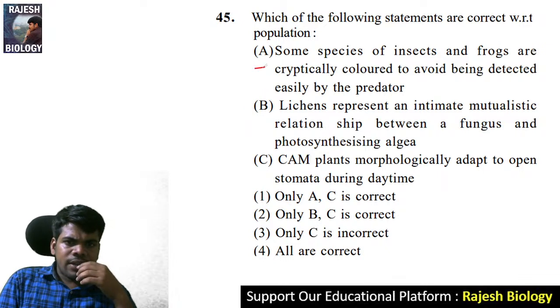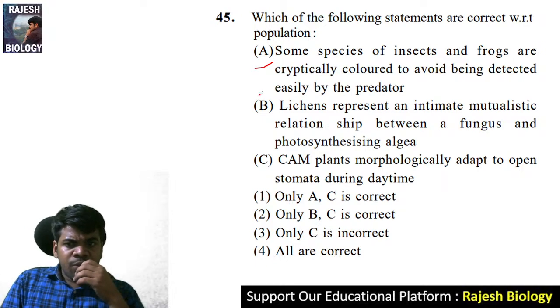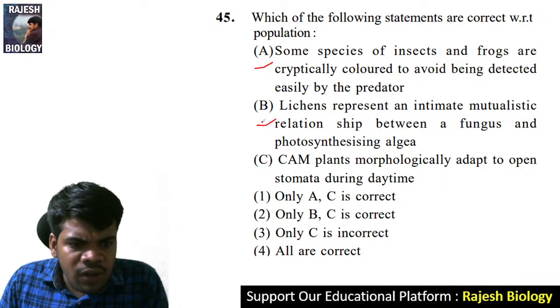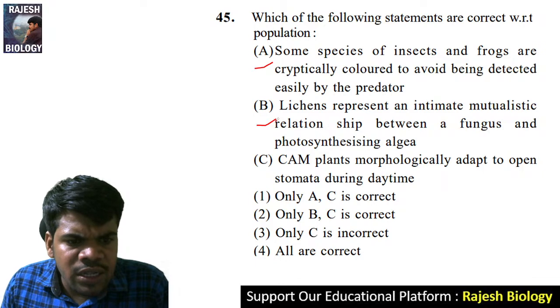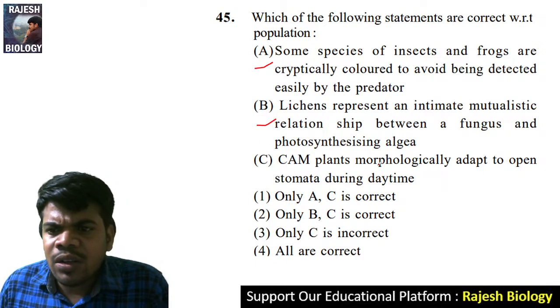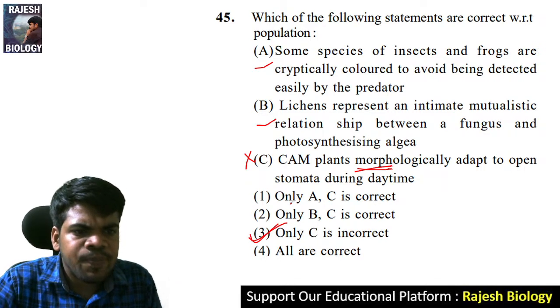Correct, actually it is. Lichens represent an intimate mutualistic relationship between a fungus and a photosynthesizing algae. This is also correct. Yeah, 45. Who says the answer? Chandrika says the answer is 4. All are correct. Actually, CAM plants do adapt for the stomata. It is not a morphological thing, so it is wrong. Only C is incorrect. The right answer is 3.